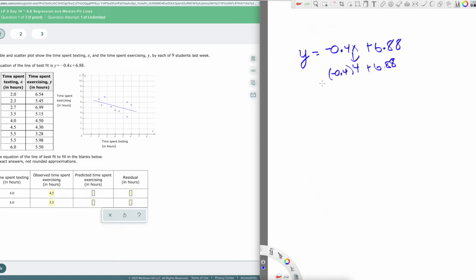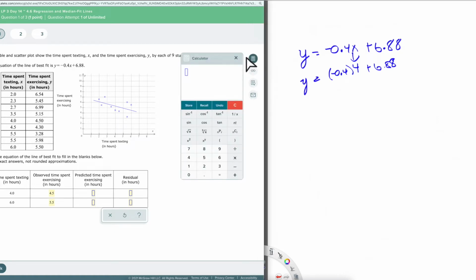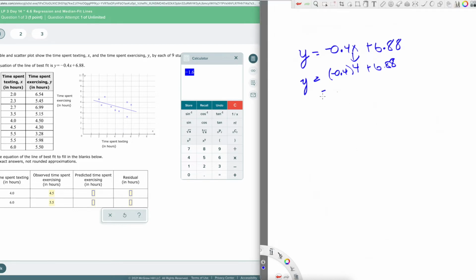Y equals, okay, so let's go over here to our calculator and we have negative 0.4, almost made that a very different problem, times 4. So this is the decrease, how much my time exercising is going to go down because of all my texting that I'm doing. So it's going to go down 1.6 hours from 6.88. So this is actually, because this is y equals mx plus b, this is a slope-intercept form of a line.